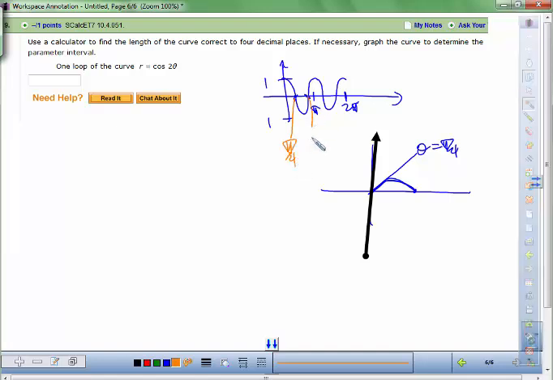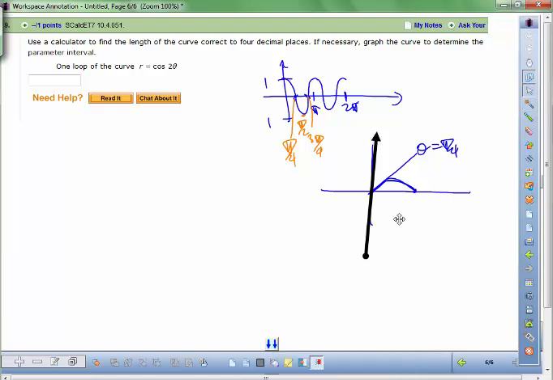Where? 3 pi over 4. And then this low point over here, where's the low point? Pi over 2. So at pi over 2, I'll be farthest away. So at pi over 2, it looks like I'll be here. I'll be in the negative direction. I guess I was drawing this in blue.